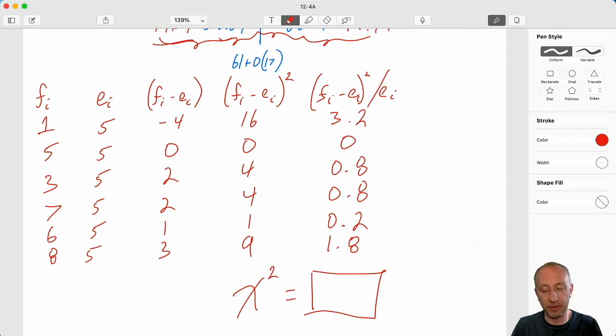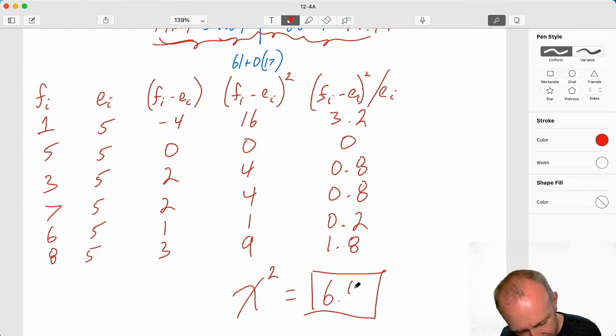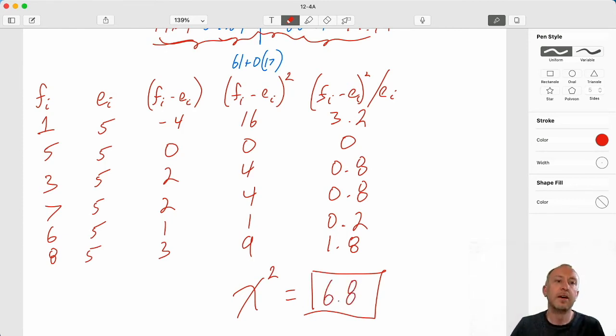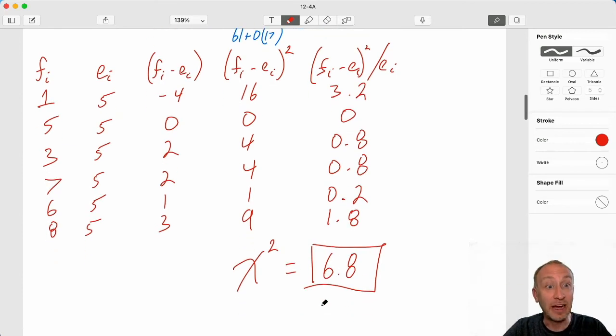Now I'm going to add those up. 1.8 plus 0.2 plus 0.8 plus 0.8 plus 0 plus 3.2. And that gives me my chi-squared, 6.8. Finally, we finally got there. Okay, now we can take a deep breath. Now we need to go to our chi-squared tables.